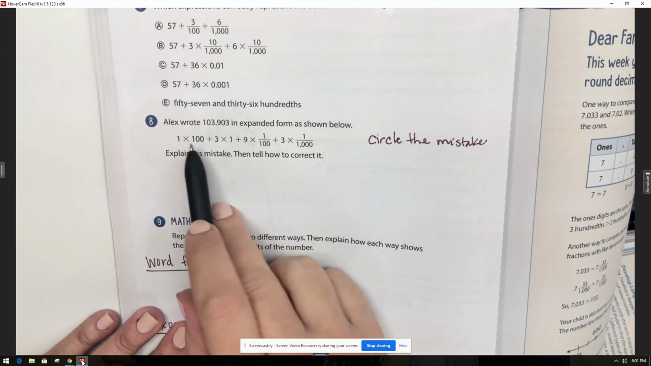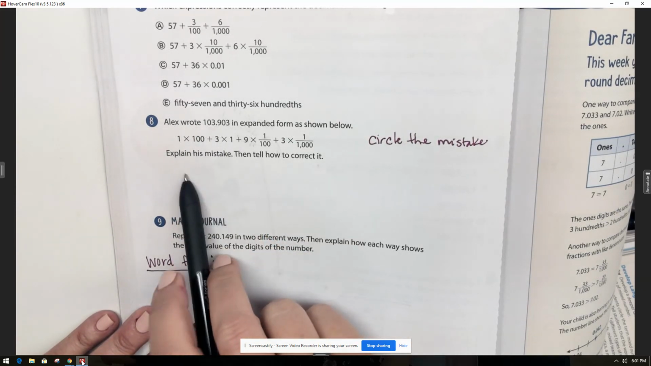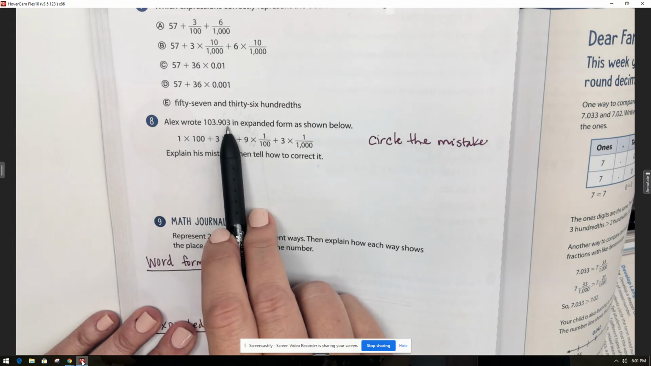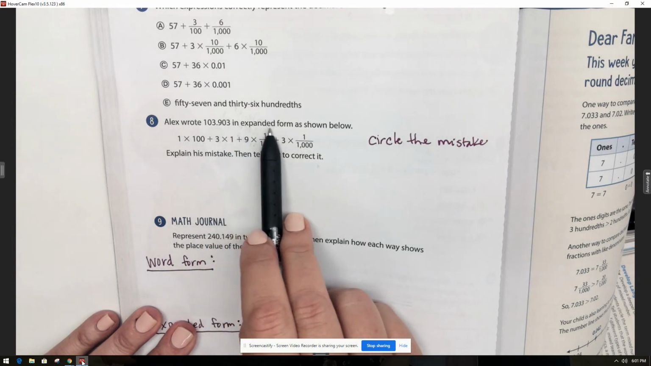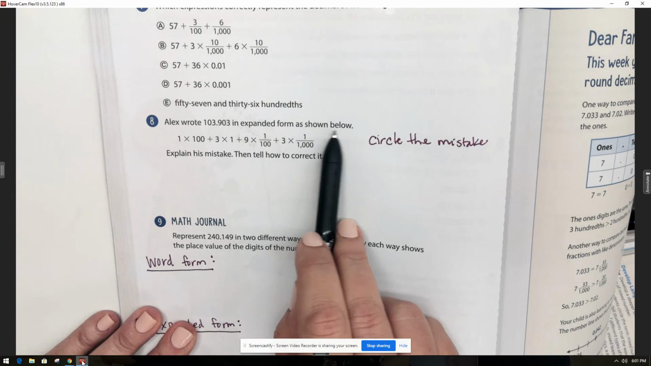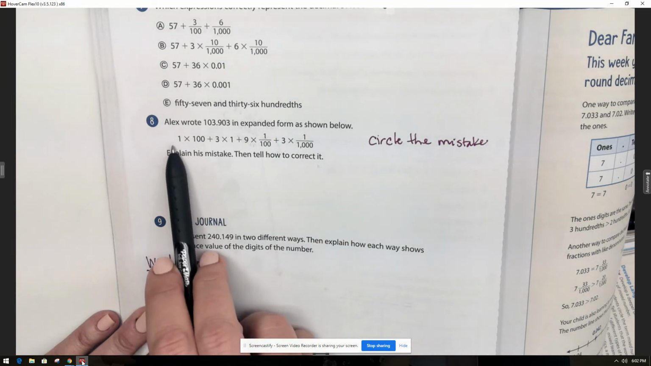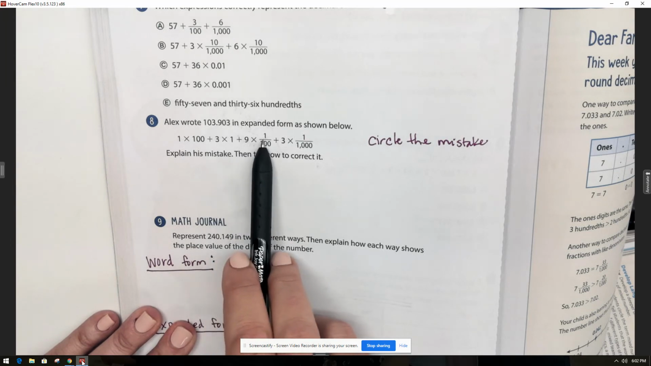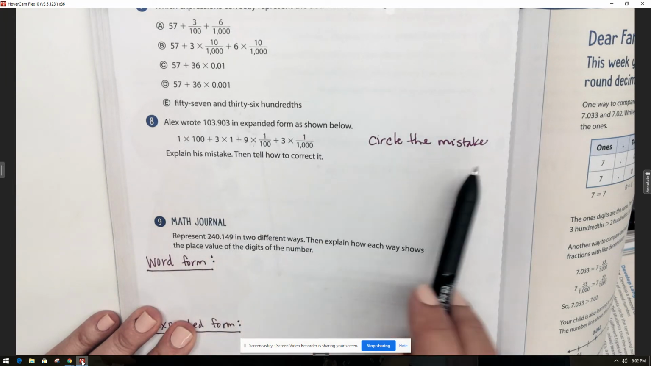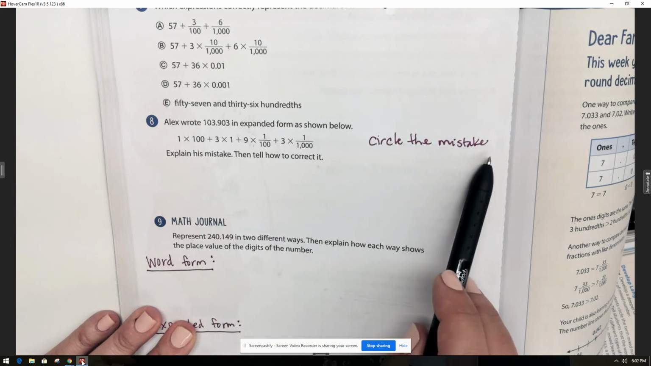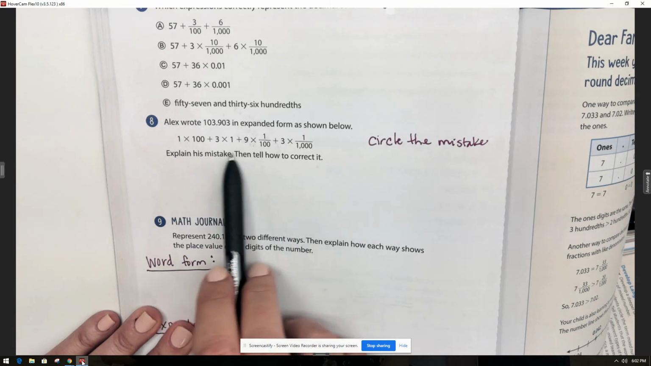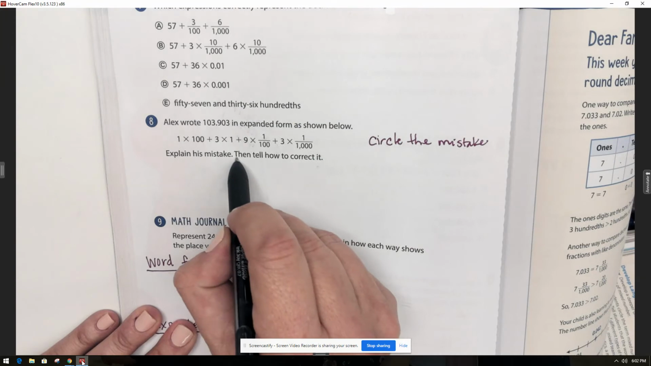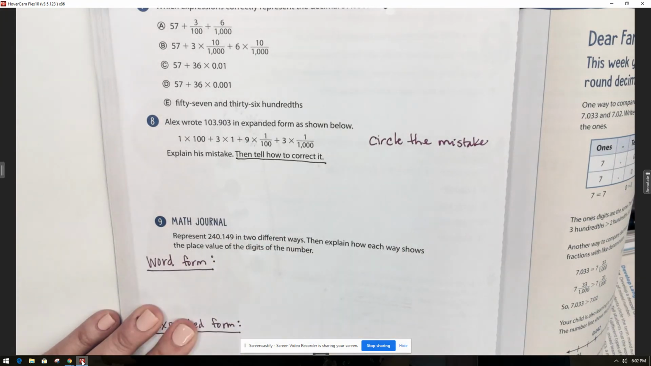And number 8, Alex wrote 103 and 903 thousandths in expanded form as shown below. So he said there was 1 100th, 3 ones, 9 100ths, and 9 thousandths. Circle his mistake first. Then tell me what his mistake was, and then how to correct it. What would he need to change it to?